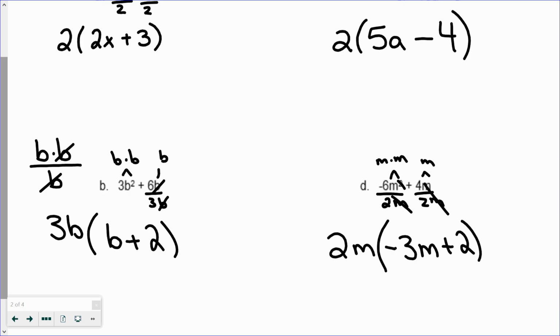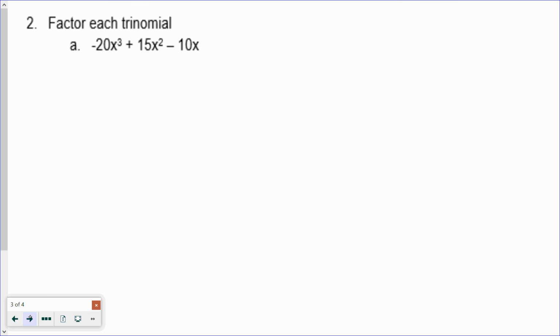Next one, now we're going to deal with trinomials. So we have to look at all 3 terms and see what they have in common, but it's the same process. So I'm looking at 20, 15, and 10. 5 goes into all 3 of them. Then I have 3 x's, 2 x's, 1 x. What's the least amount of x's I can pull out? 1. So I'm dividing every single term by 5x. Negative 20 divided by 5.